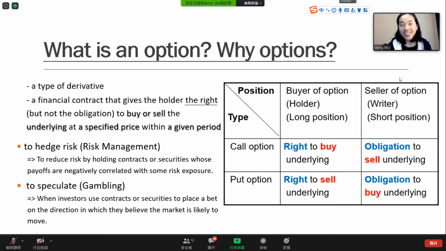Again, my question is, if the owner of the call option decides to exercise their right to buy the underlying, then the writer or the seller of the option has to meet the obligation and has to sell the underlying. That's fine. And what happens if the call owner decides not to exercise the right and just walks away? What happens?